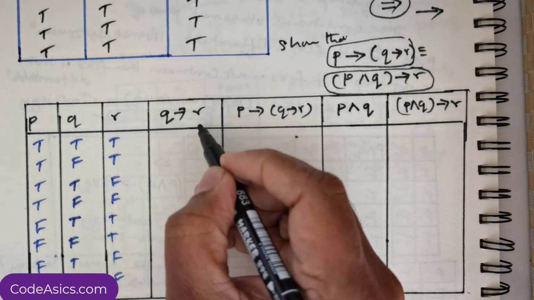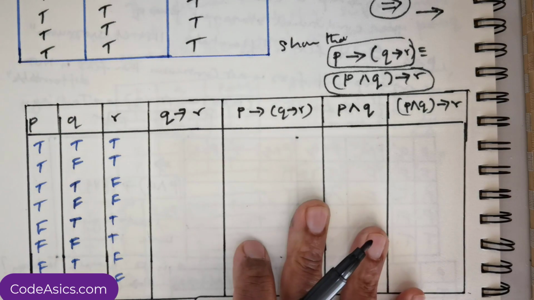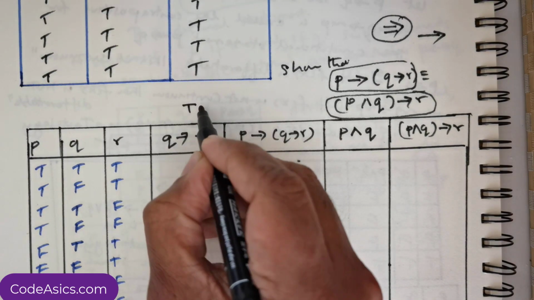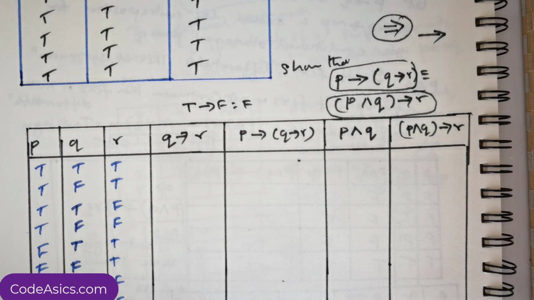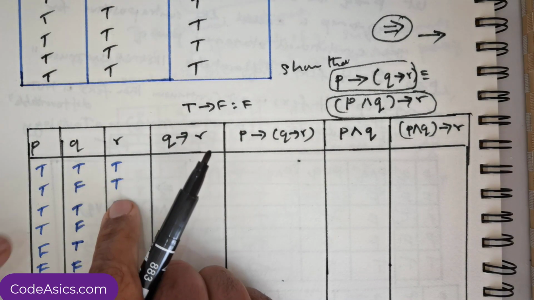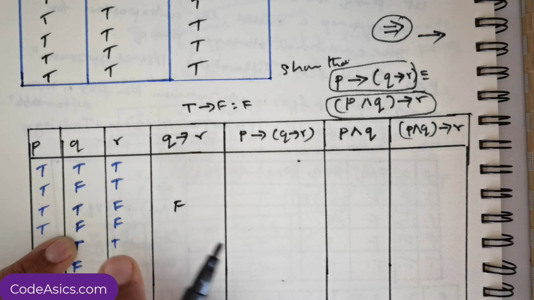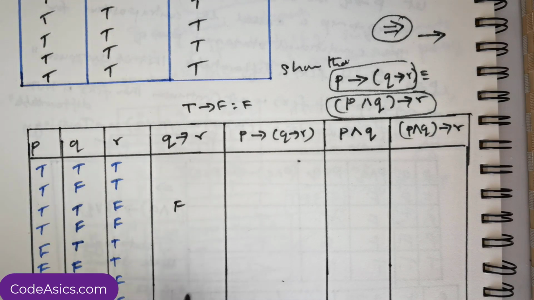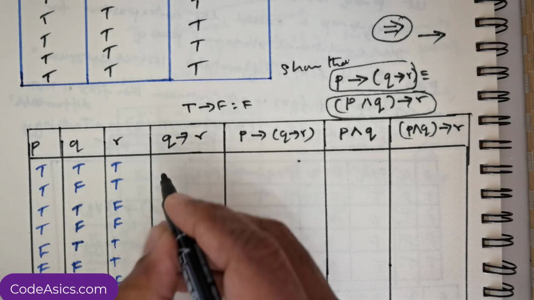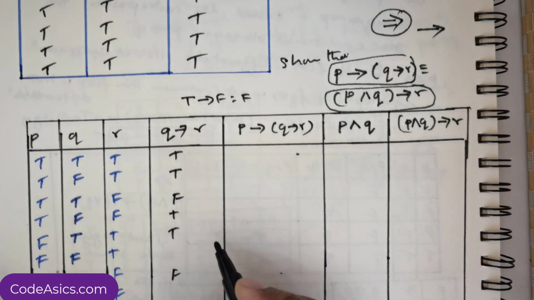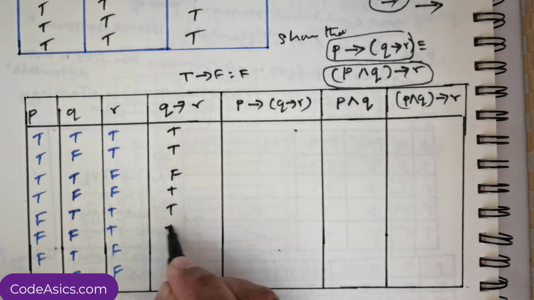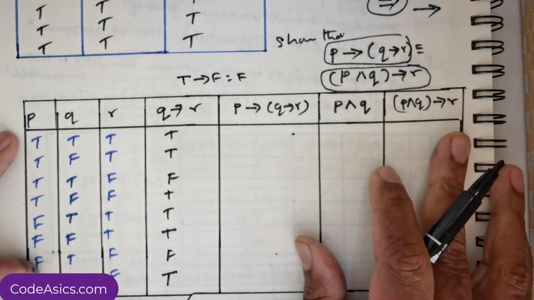Q conditional R. So that would mean I will have to look for this clue. T going to F will result in F. So look for T going to F, which will result in F. The rest of them are going to be T, T, T, T, T, and T.